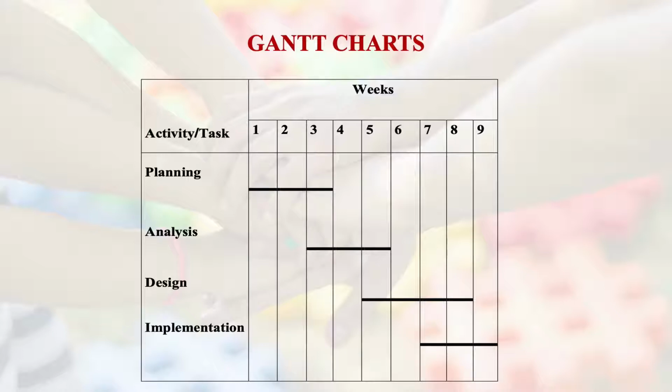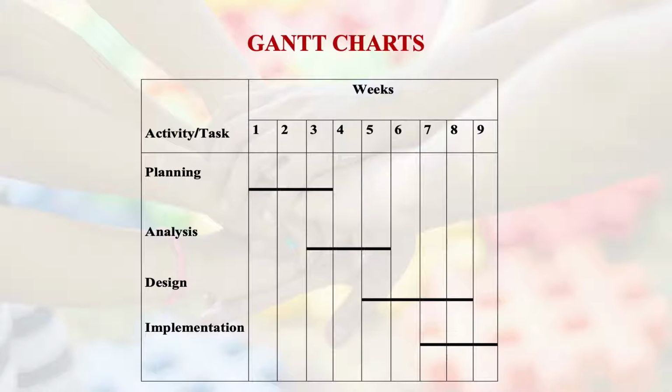Now, how are those activities scheduled? The planning activity is scheduled over weeks 1, 2 and 3. The analysis activity once again is scheduled for 3 weeks. The design activity is scheduled for 4 weeks and the implementation activity is scheduled for 3 more weeks.